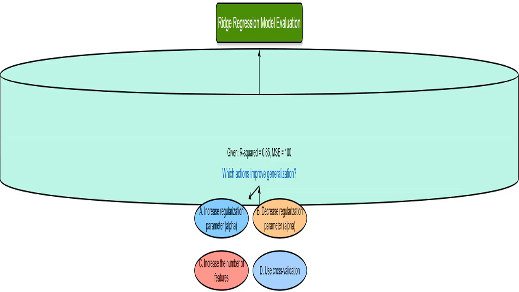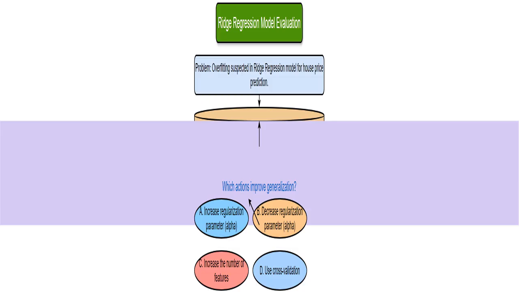That's a pretty big error. This combination suggests my model might be overfitting. Let's find out which actions will help improve how well the model works on new data, generalization. That's the whole point of this quiz, right?